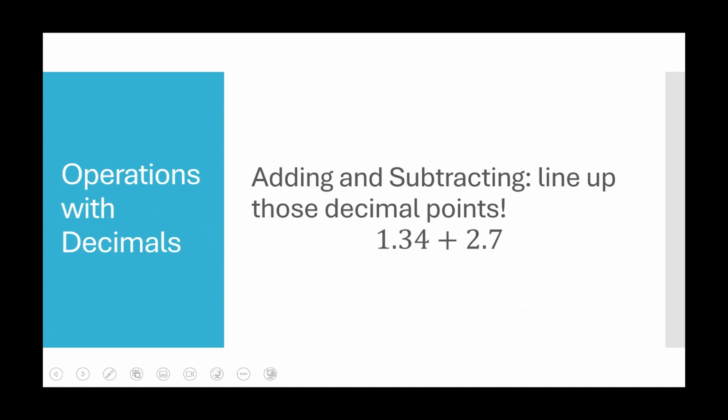When you are adding and subtracting decimals, you have to make sure the decimal points line up. So here I have 1.34 plus 2.7. I have to make sure I line up my decimal points, not the right side of the numbers. That's what we do in multiplying, but in adding and subtracting, we're going to make sure we line up those decimal points. And then any spot that's a blank like this, you can add in a little 0 placeholder. And then we just add like we learned to do long ago.